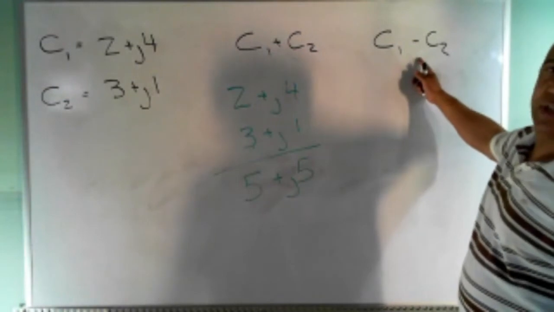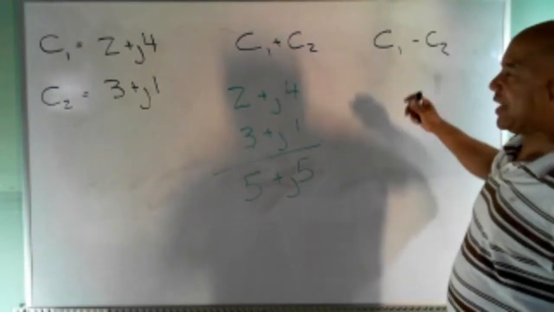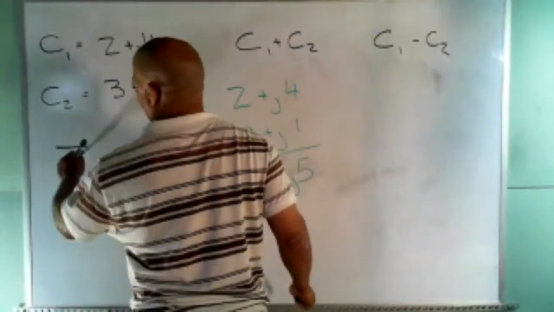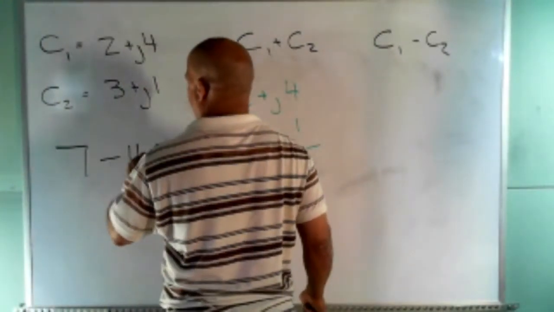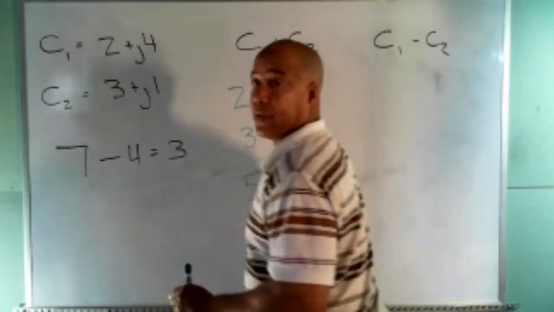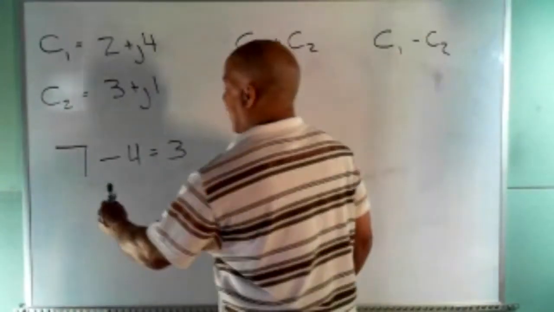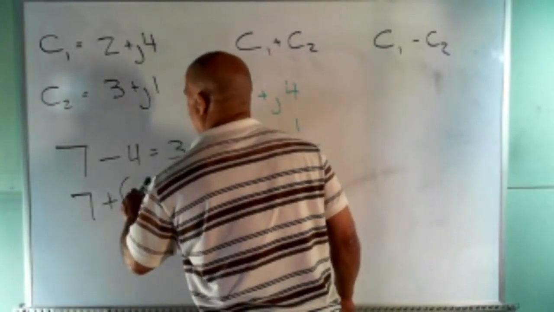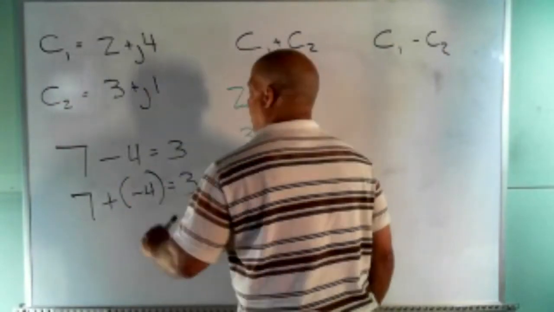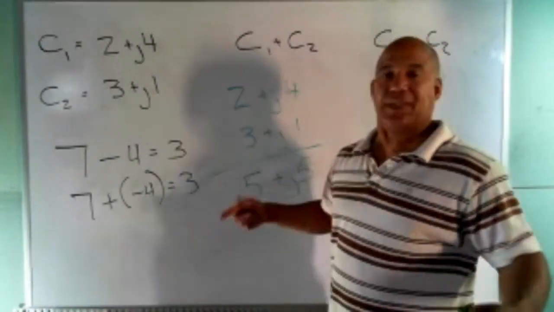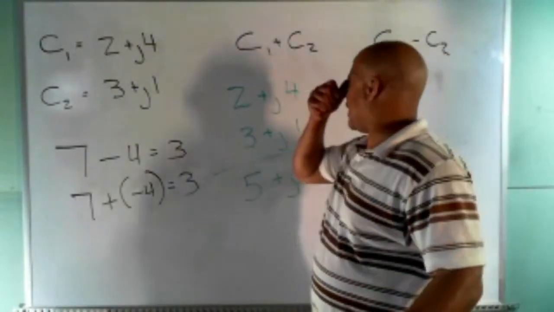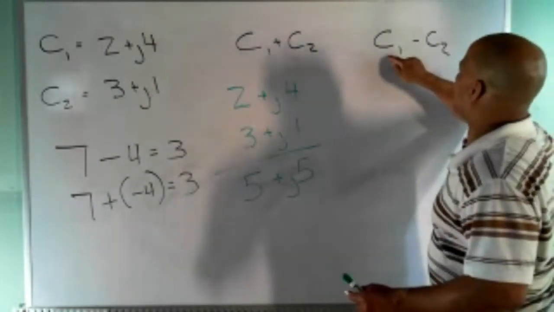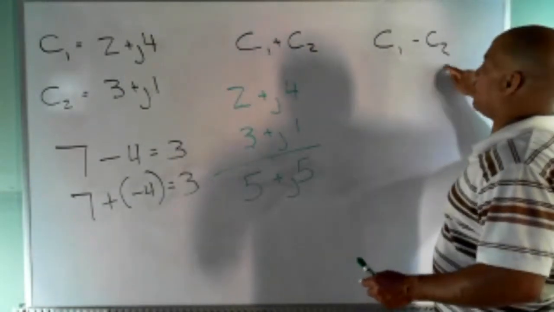Now subtraction is not hard, but you got to do an extra step. You guys know that I can take 7 minus 4. Everybody knows that's 3. But what you can also do is take 7 plus the opposite of 4 and get 3. So if I add the opposite, I'm really subtracting. So that's what we got to do here. If I want to subtract complex numbers, I'm going to add the opposite. I want to take C1 and take C2 away from it.